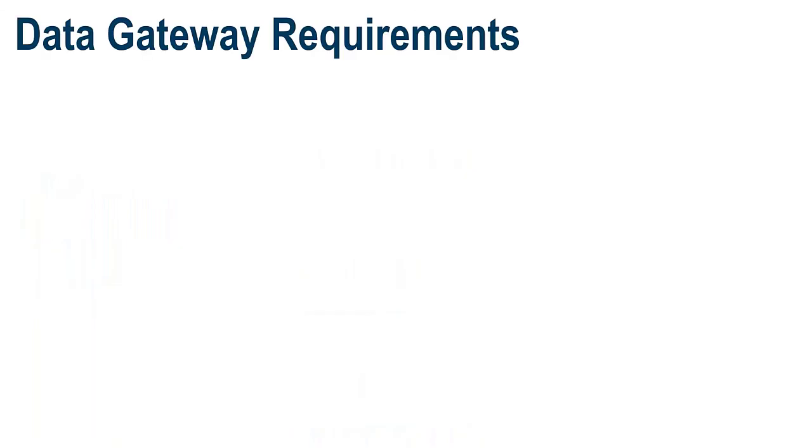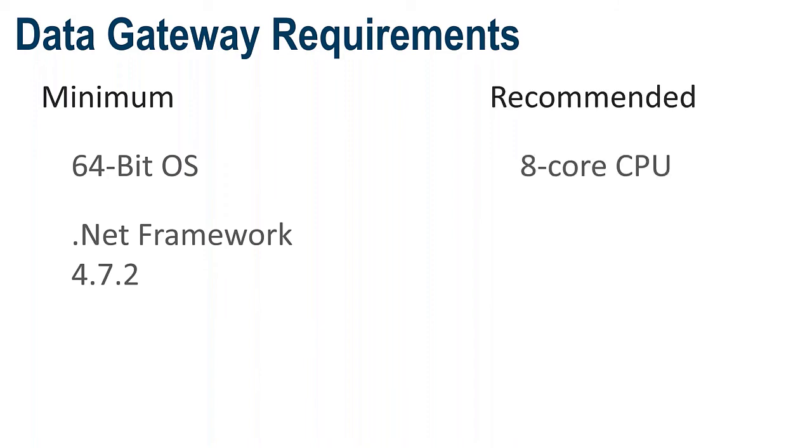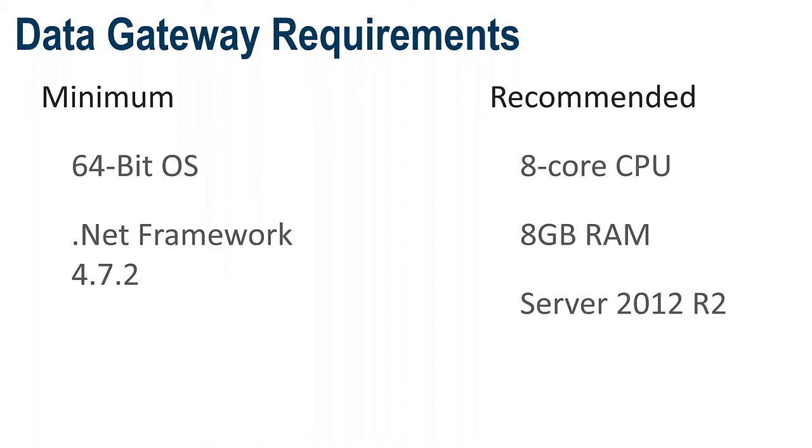There are some requirements if you want to download and install the data gateway. Minimum requirements: it has to be a 64-bit OS, and you have to have .NET Framework 4.7.2. Recommended: an 8-core CPU, 8 gig of RAM, Windows Server 2012 R2, and they do recommend that you use SSDs.